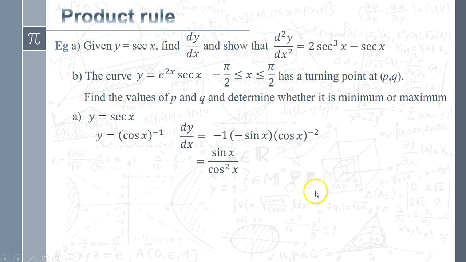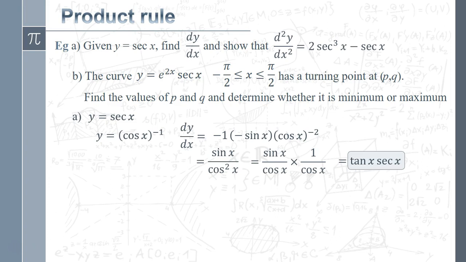Now, a little bit of tidying up: we can write this as sine x over cos x times 1 over cos x, and we know sine x over cos x is tan x, and 1 over cos x is sec x. So as it turns out, differentiate sec x, you get tan x sec x. Like I said, that result is in the formula booklet, but there it is. Being able to prove that is not beyond the realms of what you might be expected to do in the exam.